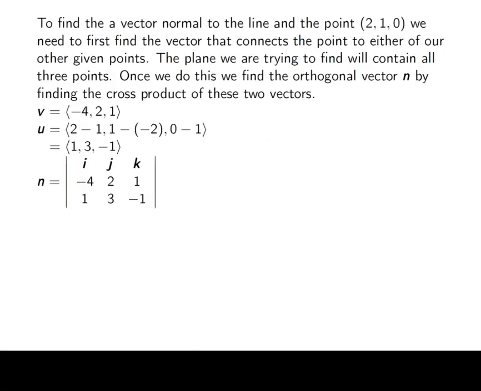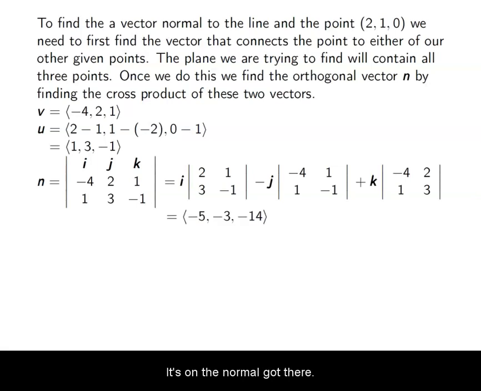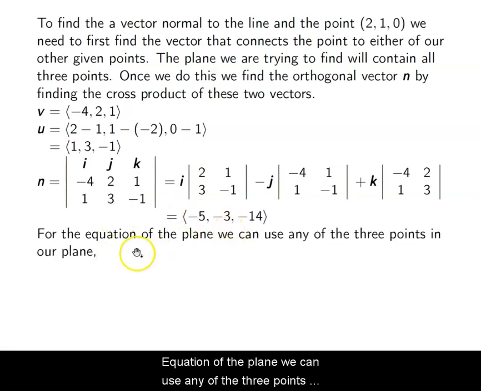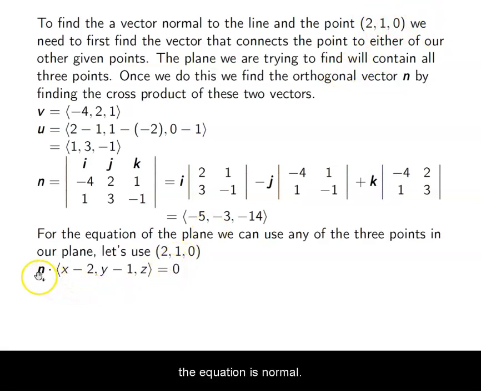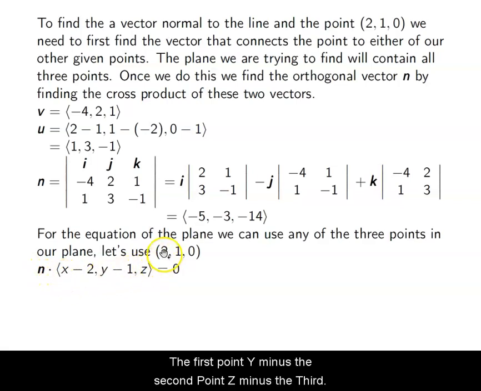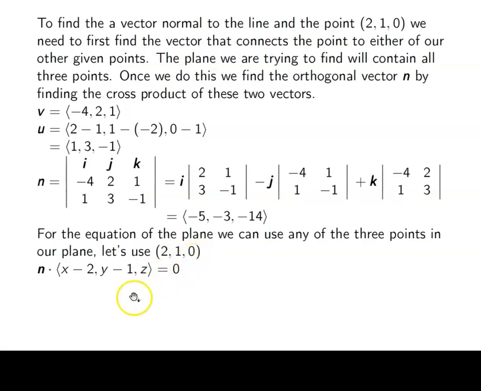So let's get to where we are. We found the normal vector. For the equation of the plane, we can use any of the 3 points that are in our plane. We'll use the one that we have in front of us. So the equation is the normal vector, dot product with x minus the first point, y minus the second point, z minus the third point.